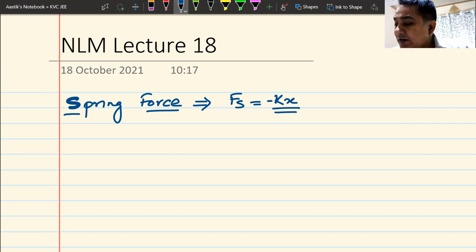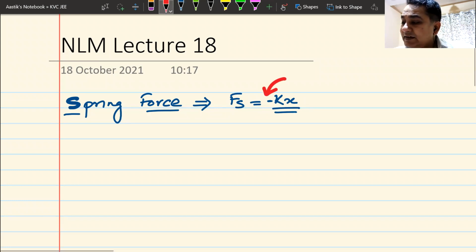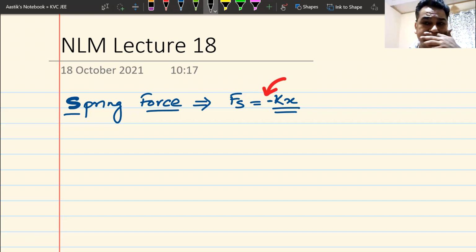And we used to write it in this fashion. Fs is minus Kx. What was the minus sign indicating here? Minus sign indicating that this force is opposite to the displacement from the mean position. If it is extended, it will try to pull. If it is compressed, it will try to push.